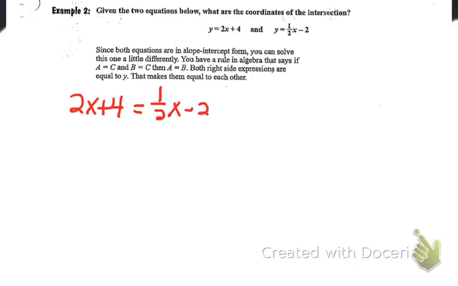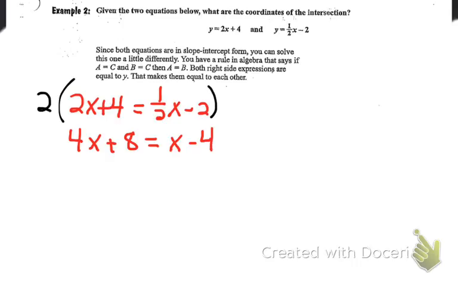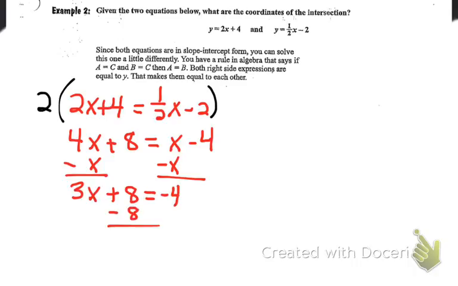All we need to do is solve for x. Since I have this fraction, let's get rid of the fraction by multiplying by the least common denominator, which is 2. This gives me 4x plus 8 equals x minus 4. Solve for x by subtracting x from both sides to get 3x plus 8 equals negative 4. Subtract 8 from both sides, so 3x equals negative 12. And when you divide both sides by 3, x will equal negative 4.